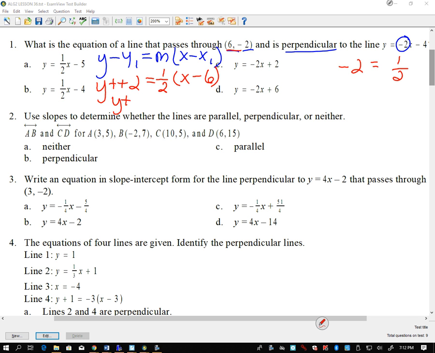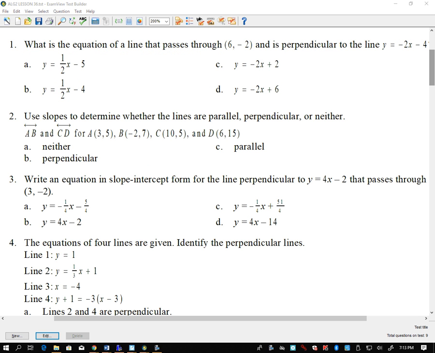So we have y plus 2 equals 1/2 x minus 3. 1/2 times negative 6 is negative 3. 1 times negative 6 is negative 6. Negative 6 divided by 2 is negative 3. We want to subtract 2 from here, so we get y equals 1/2 x minus 5. I get that answer right there. So anytime they give me a slope and a coordinate pair, I want to use that blue equation that you see up top.